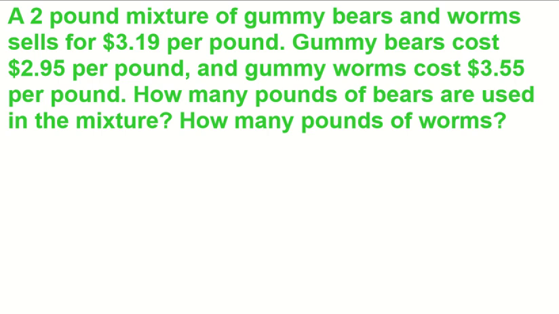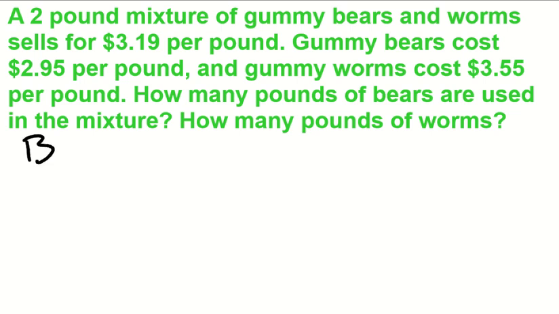All right, so this time we got a mixture of gummy bears and gummy worms. It's a 2-pound mixture. It's going to sell for $3.19 per pound. The bears cost $2.95 per pound, and the worms cost $3.55 per pound. We need to know how many pounds each. So, instead of X and Y, I'm going to use B and W, bears and worms. The other one, since they were all saline solutions, there's not really an obvious variable I could use.